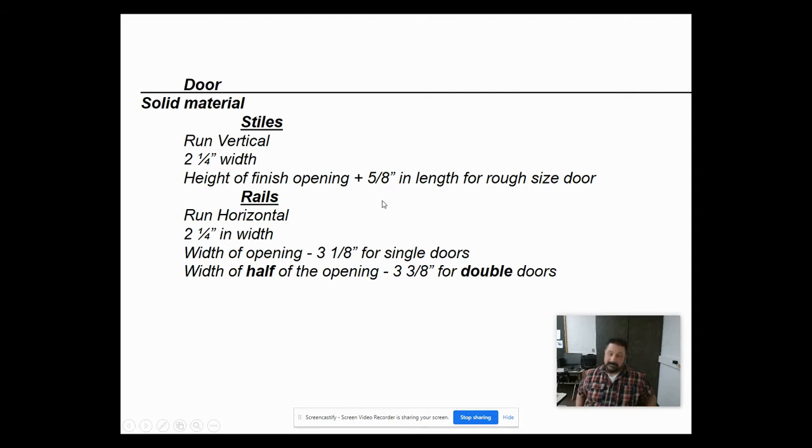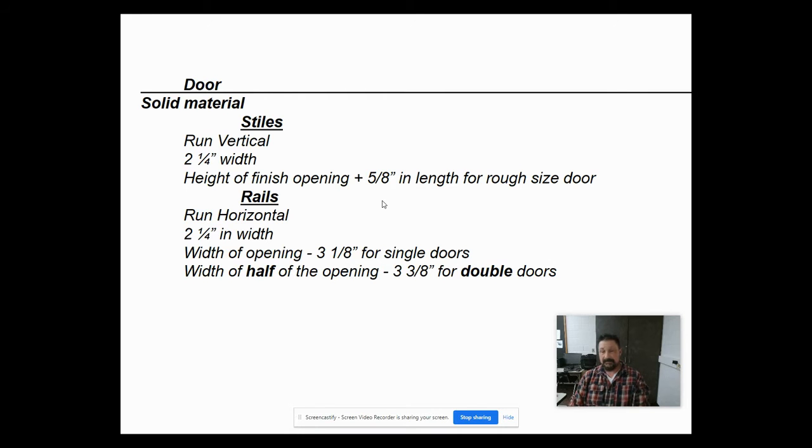Now, when you calculate for the stiles, you're going to take the height of your finished opening for your cabinet frame, and you're going to add 5/8 of an inch in its length for a rough sized door, meaning that you're going to cut still a little bit more off the top and bottom.